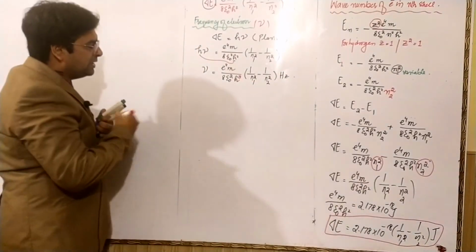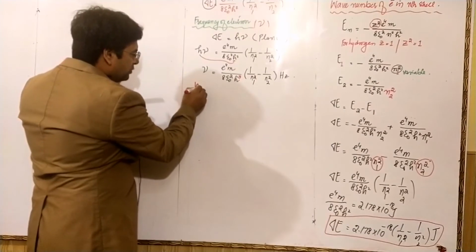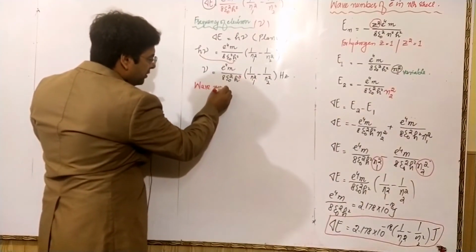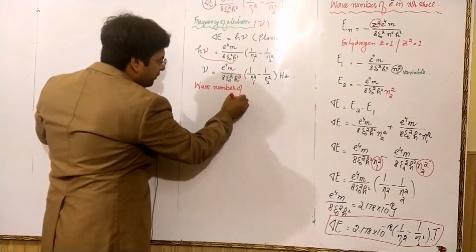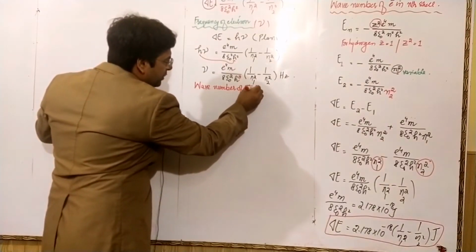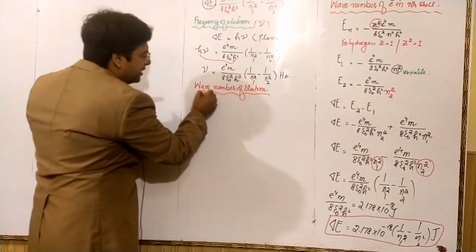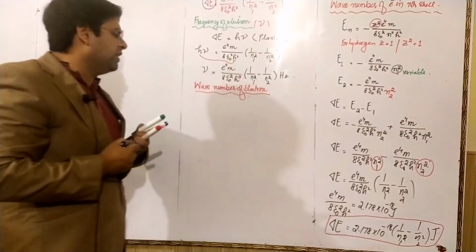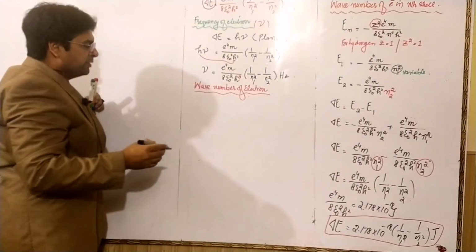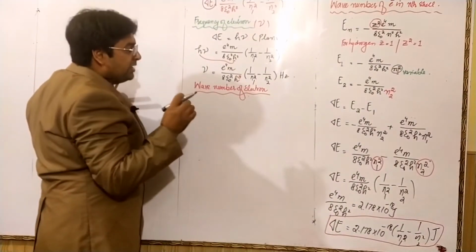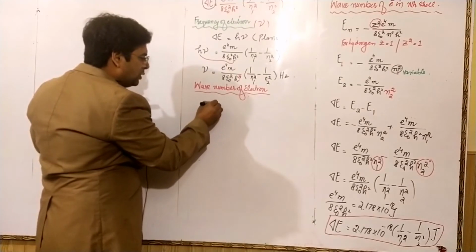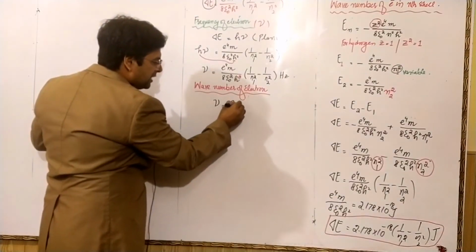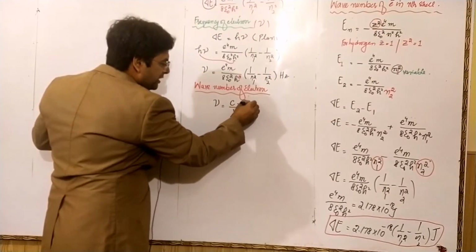Now we can calculate the wave number. How can we calculate the wave number of electron? We have calculated the frequency. To calculate the wave number of electron, we already know that mu is equal to c over lambda, where c is called the speed of light.